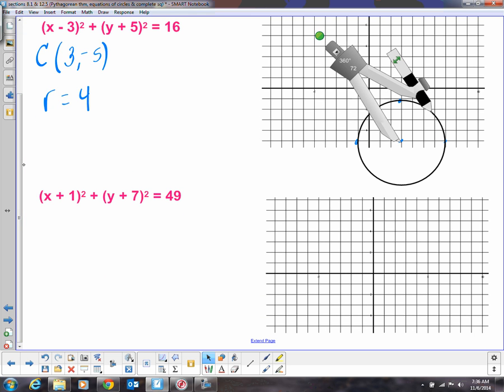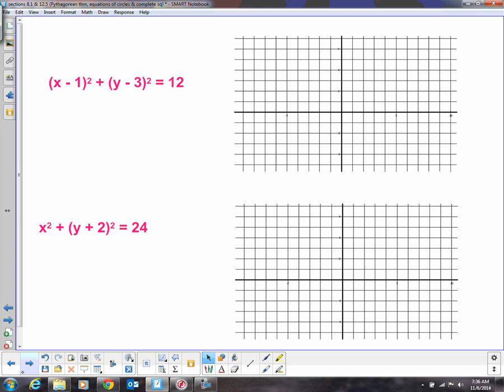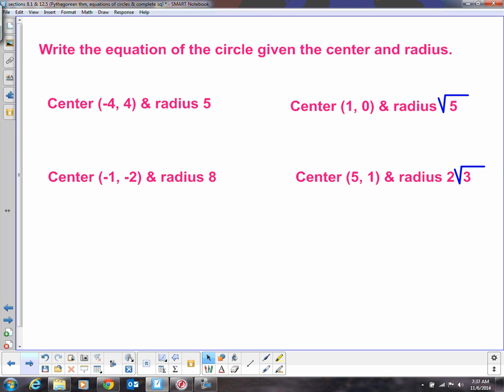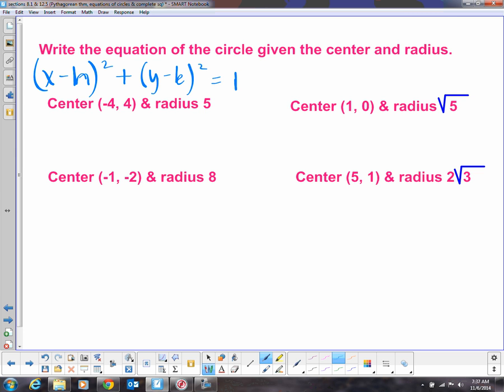All right. We're going to do 2 things in a minute. I need you to write the equation of the circle given the center and radius. That was part of your homework last night. So in order to do this, you need to remember that you've got x minus h, that's a really bad h, quantity squared, plus y minus k quantity squared equals your radius squared. So remember that the center is h, k.